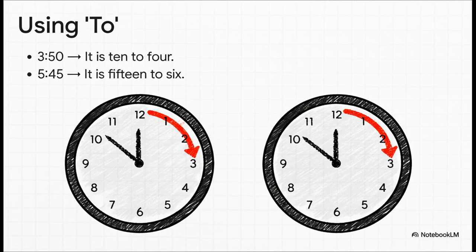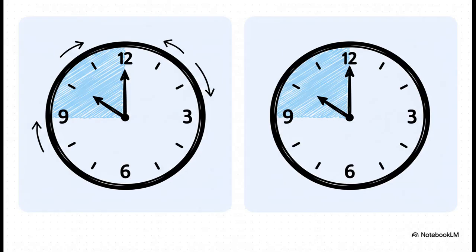Check out these examples and really pay attention. At 3:50, how many minutes until 4 o'clock? 10, right? So we say it's 10 to 4. Or at 5:45, there are 15 minutes until 6 o'clock. So it's 15 to 6. You see what's happening? We're always talking about the next hour on the dial. And this, of course, brings us to the twin of quarter past, quarter to. Seeing them side by side like this makes it super clear. Quarter past 2 is looking back at the 2, but quarter to 5 is looking forward to the 5. They're like perfect reflections of each other on the clock face.